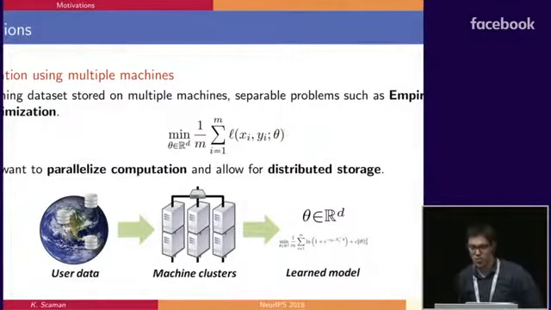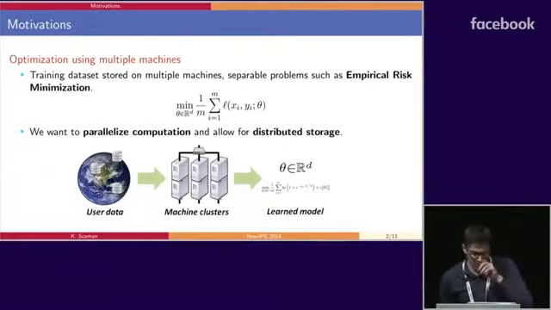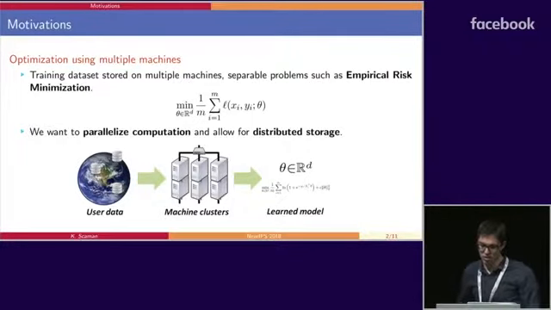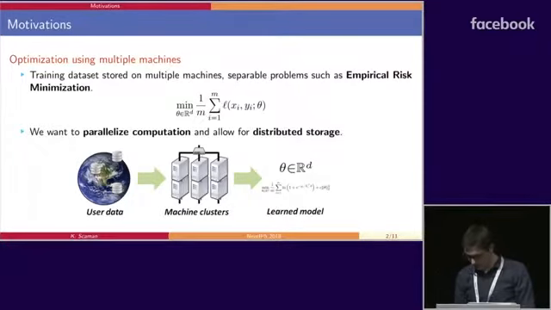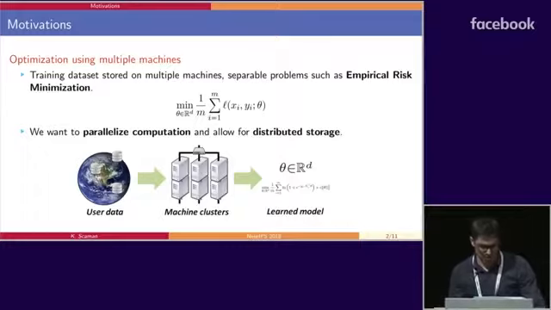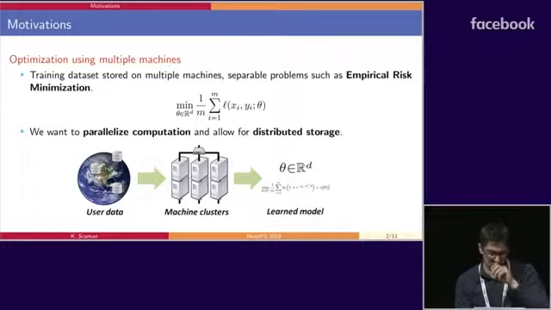The idea of this work is to analyze functions which can be written as the sum of several functions, each of them lying on a particular computing unit. So this is especially useful for empirical risk minimization that we want to solve in a distributed way. So distributed storage and at the same time parallelized computation. And you can think of, for example, logistic regression or SVM or this kind of optimization problem in machine learning.